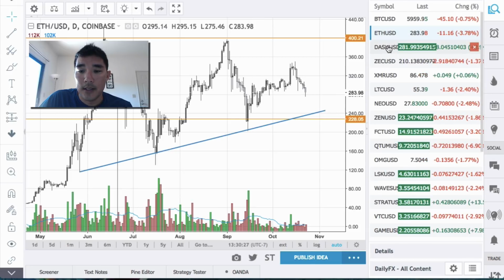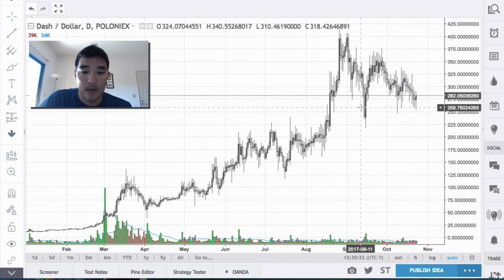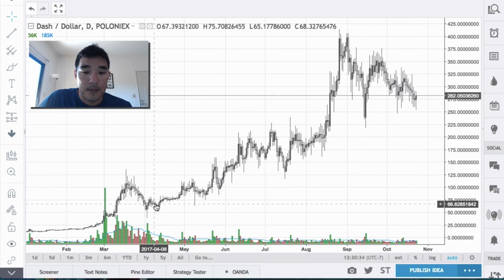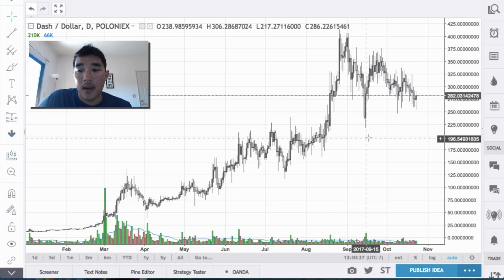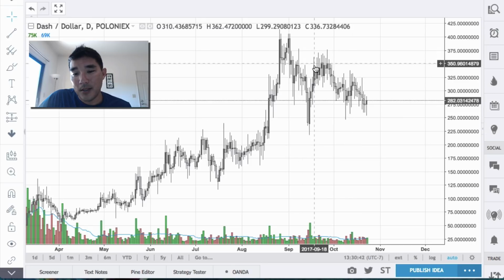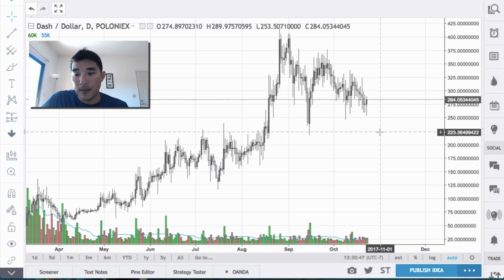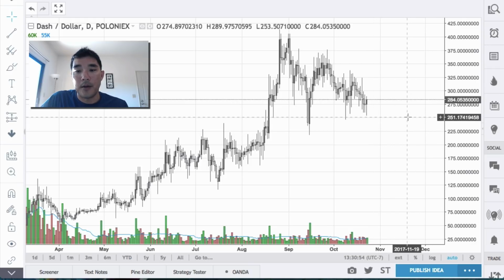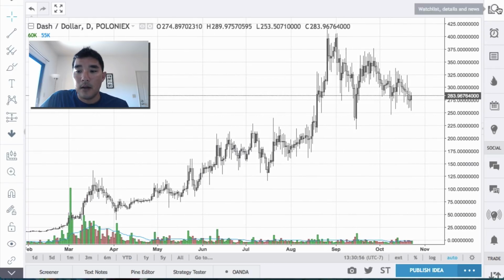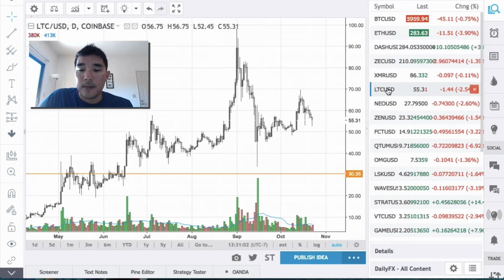Okay, so let's take a look at something else here. Dash, right back here, right? You get this big pop, bases out, and then it moves up. And then here you get this big move up, and it's still in the downtrend, in my opinion. So I'm thinking if it gets down to here, about 225, and then it forms a base, that might be a good area to get in. Not advice, obviously, just my opinion at this point, and things could change very quickly.